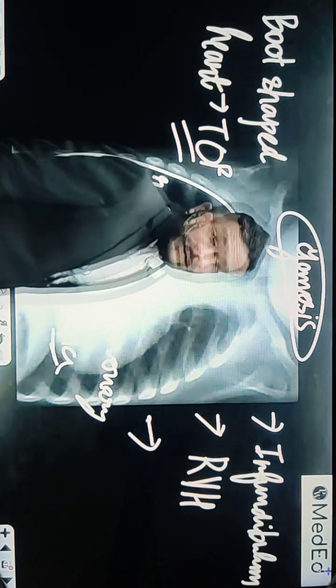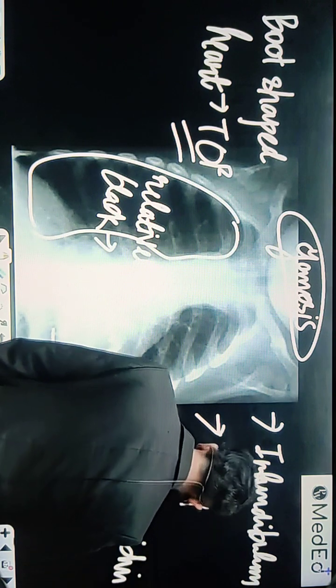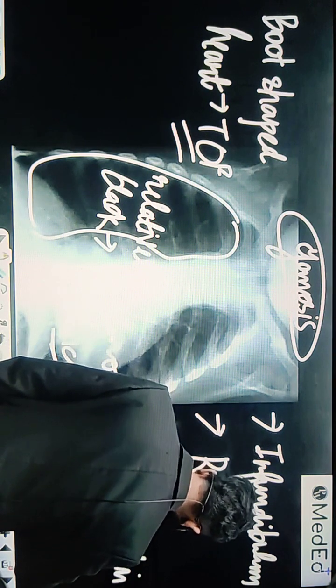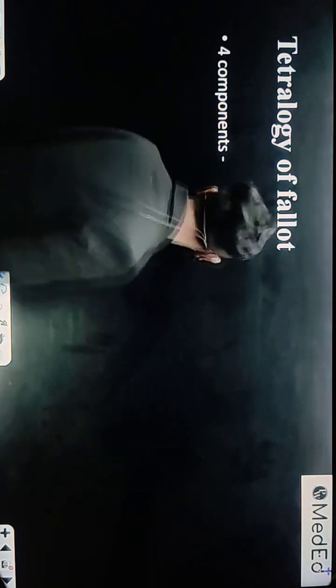The third thing that you are going to see in these patients is overriding of aorta. So what do you understand by overriding of aorta? I am going to explain what you understand by overriding of aorta. And the fourth thing that you are going to see is ventricular septal defect. Okay?